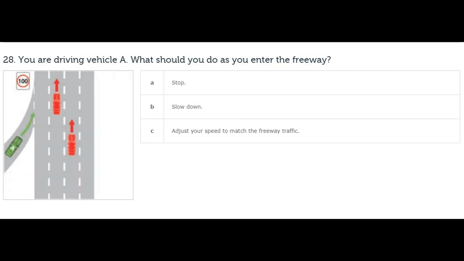Question 28. You are driving vehicle A. What should you do as you enter the freeway? A. Stop. B. Slow down. C. Adjust your speed to match the freeway traffic.